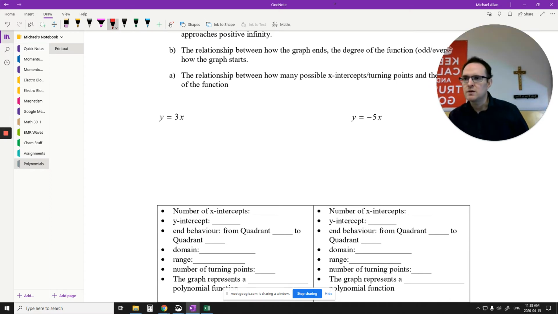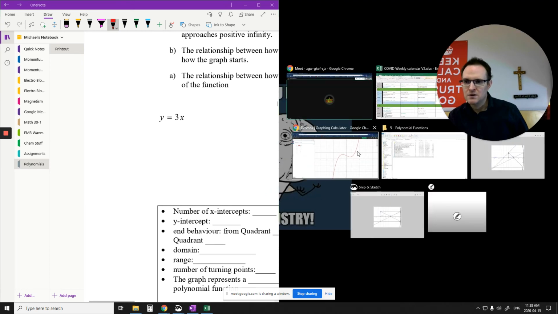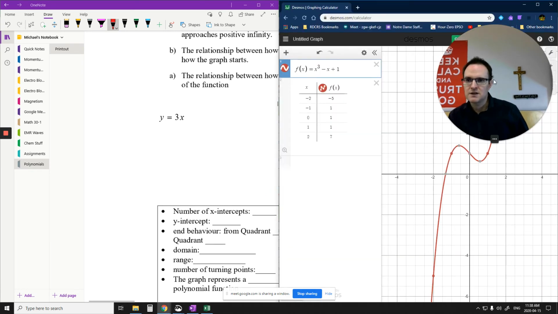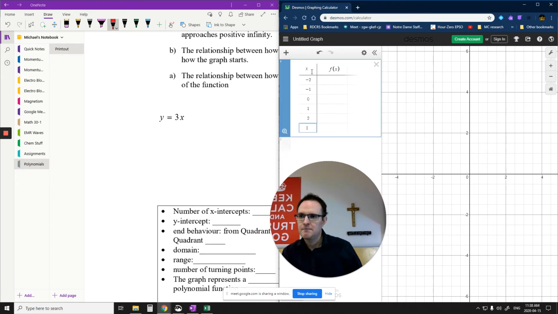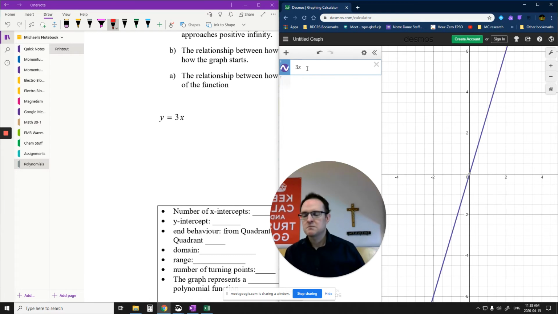And what I'm going to do is pull up Desmos to do this. My face is going to get in the way. I'm going to put my face right here. Okay. Let's get rid of that. So the first graph, 3x. Oh, there it is, 3x, a nice little straight line.